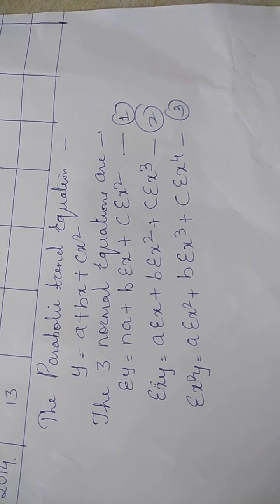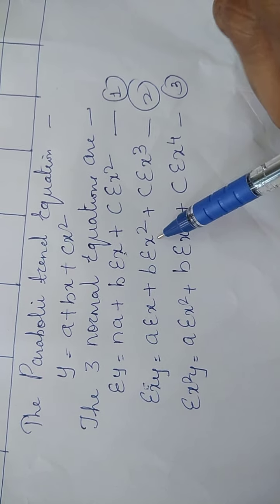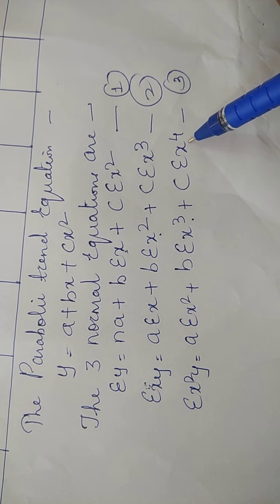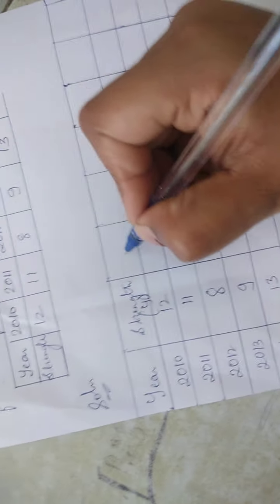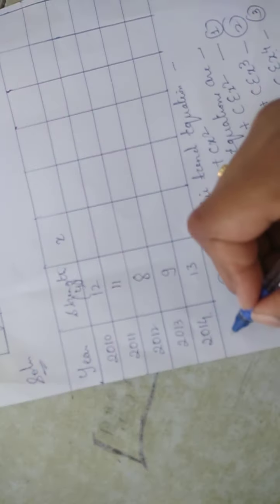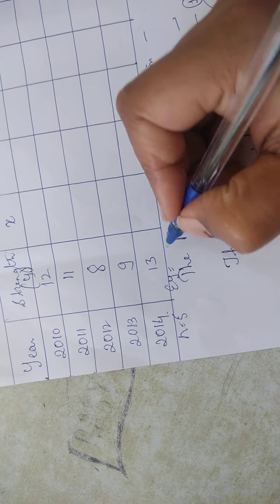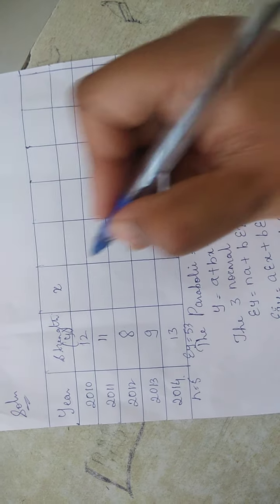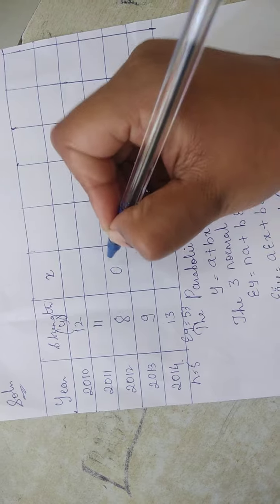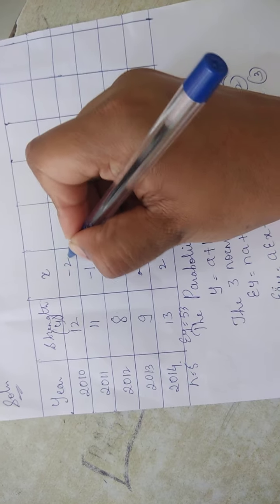Next, what you have to do is make the columns of x, x², x³ and x⁴, then xy, then x²y. So these many columns are needed. First x. Count how many years there are: n is 5. Then summation y, the total of this, is 53. Then x: if it is odd, no problem. 0, then 1 and 2 on one side, and minus 1, minus 2 on the other.